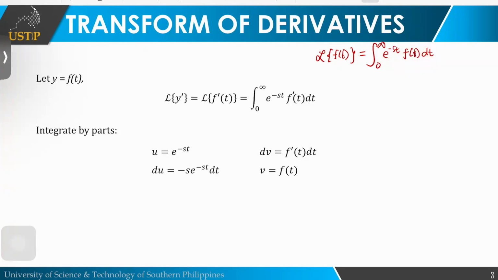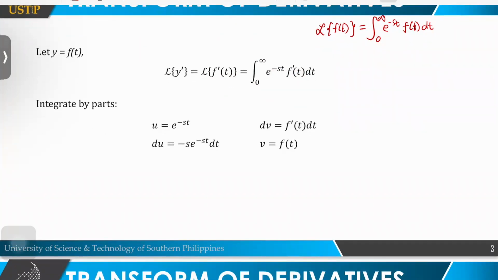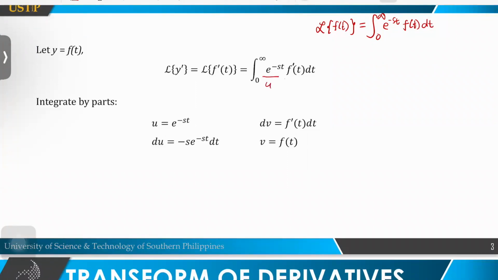So if you want to get the Laplace transform of f prime of t, all you have to do is plug it in here. That is the integral from 0 to infinity of e to the negative st f prime of t dt. How do we integrate this? We must use integration by parts. Assume this is our u and this is our dv. Recall, we have the integral of u dv equal to uv minus the integral of v du.